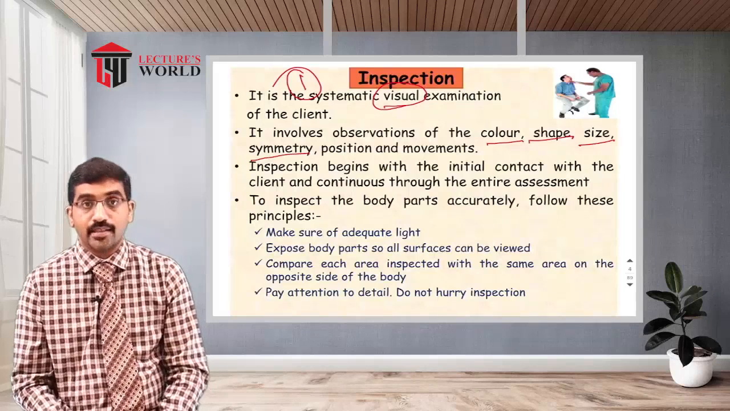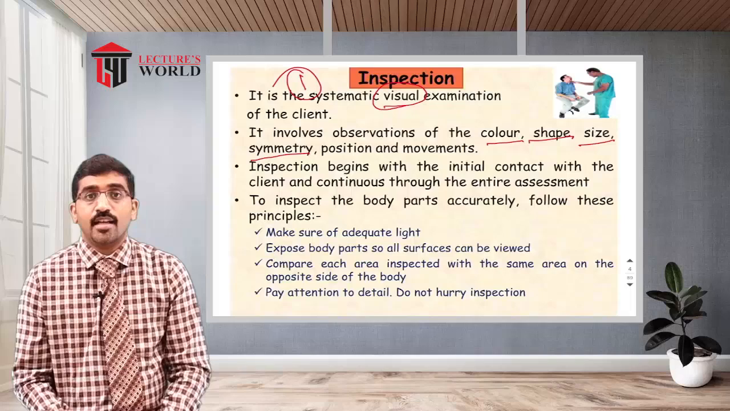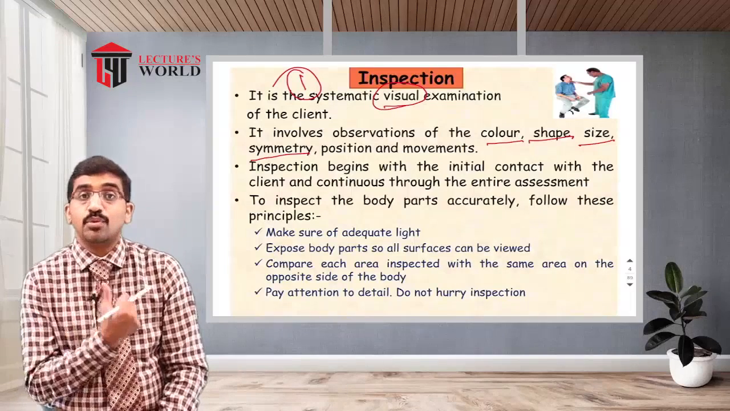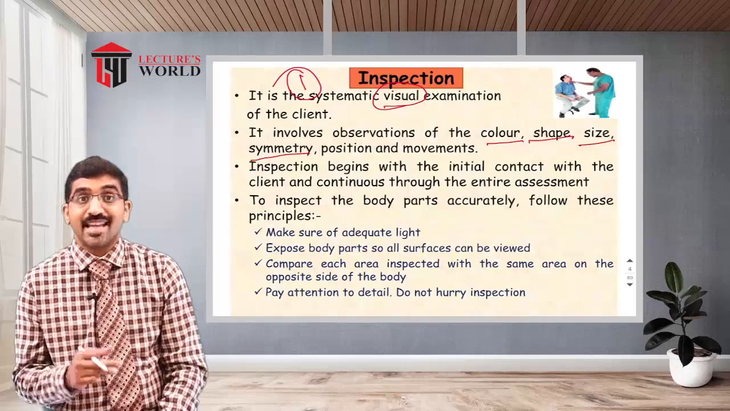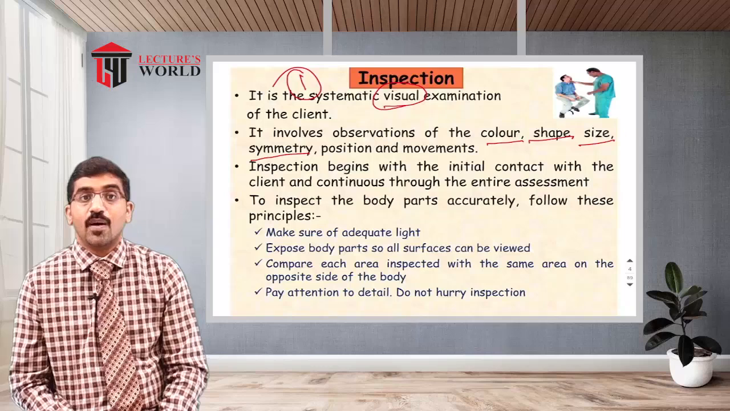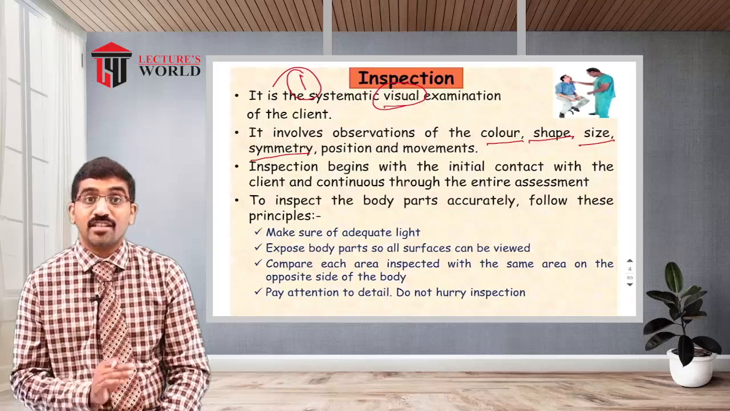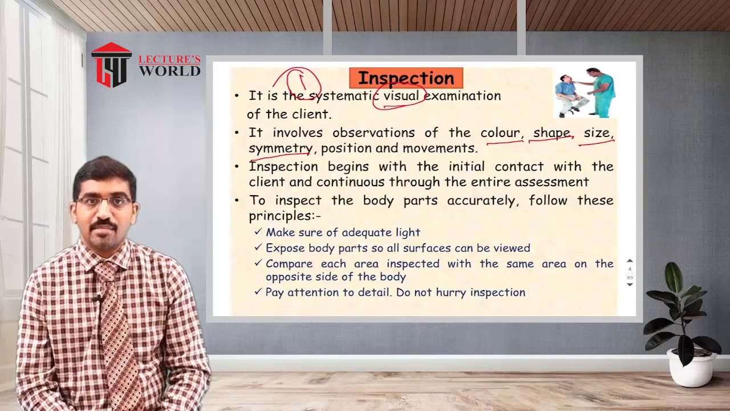Symmetry means similarity, whether there are paired organs. For example, I have two arms and two legs, right? They are paired organs. So both are in the same position, same structure, same size, or whether there is any abnormality in one particular hand or leg. That is symmetry, similarity.